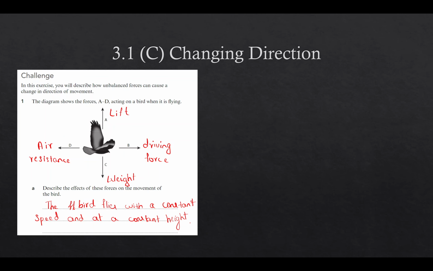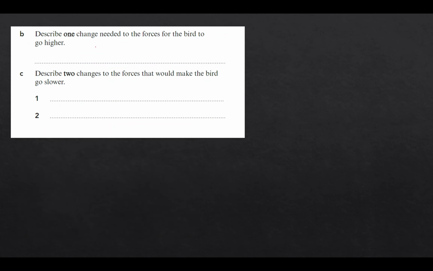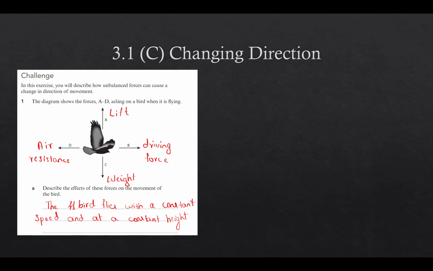Alright, let's look at the next question. Describe one change needed to the force for the bird to go higher. If the bird has to go higher, we can make two changes. One, we have to increase the force A. If I increase the force A, the bird goes higher. Or I have to decrease force D.